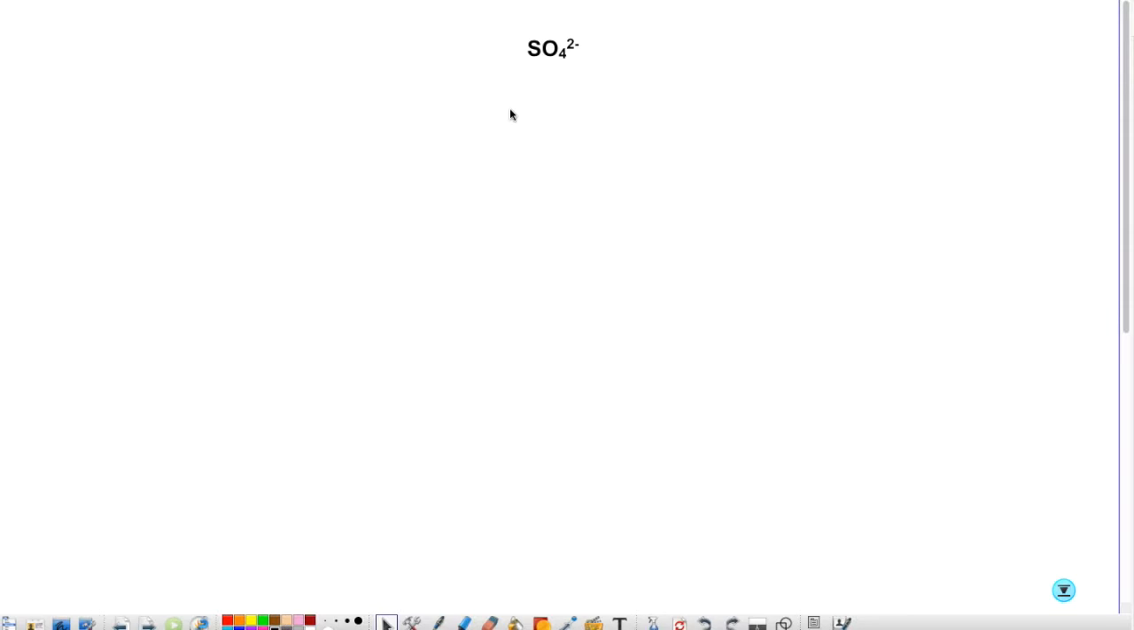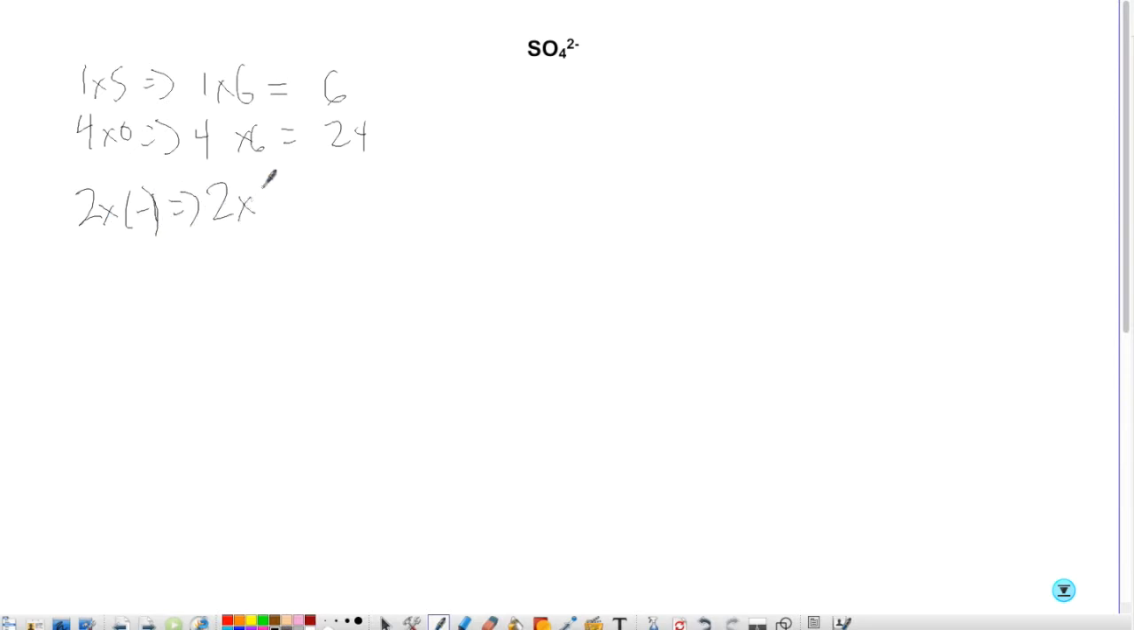Okay, so SO4 2 minus. Let's write a Lewis structure and just see where we get. I've got 1 sulfur, which is 1 times 6, which is 6. Got 4 oxygens. 4 times 6 is 24. I've got 2 times a negative charge. That's 2 times 1. That's 2. 32 electrons total. Okay.